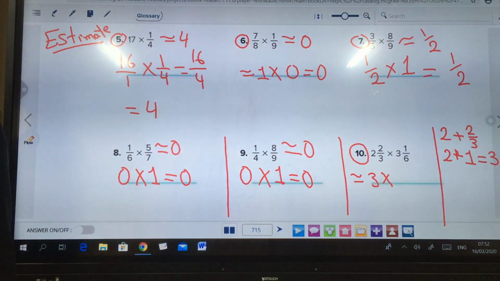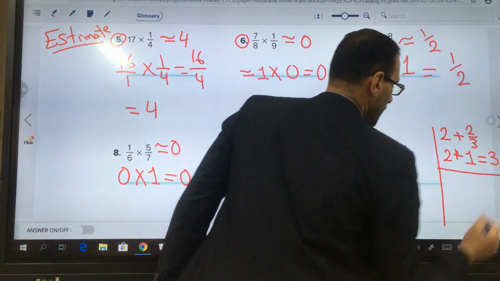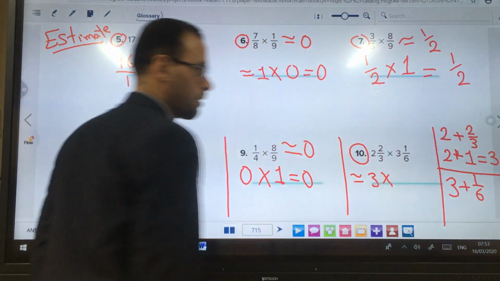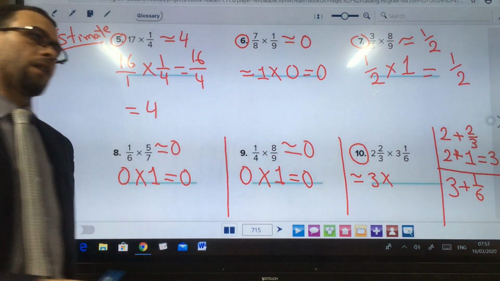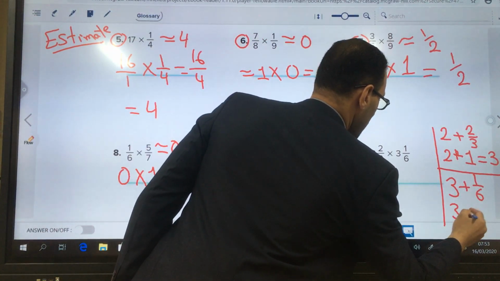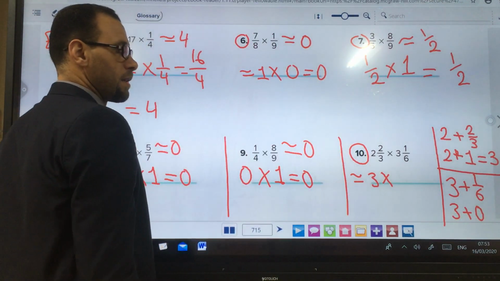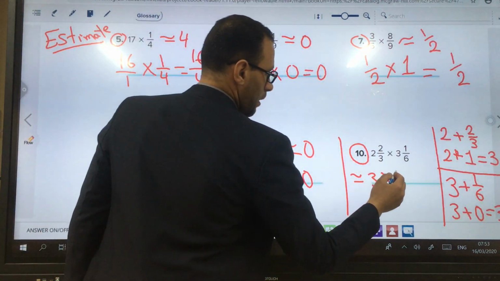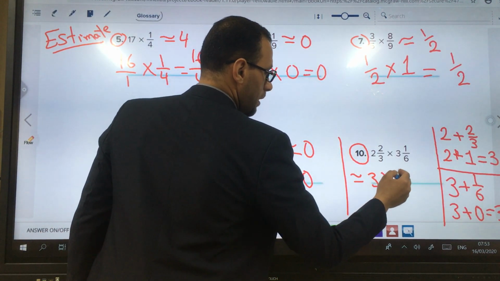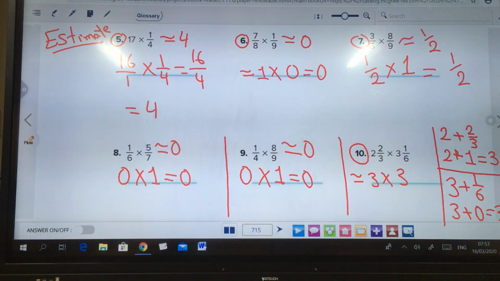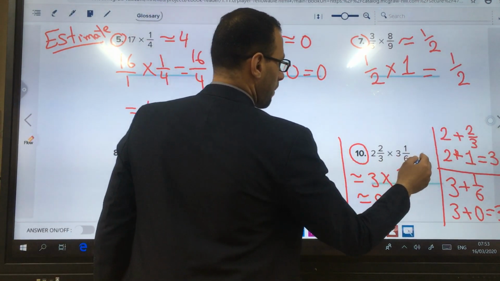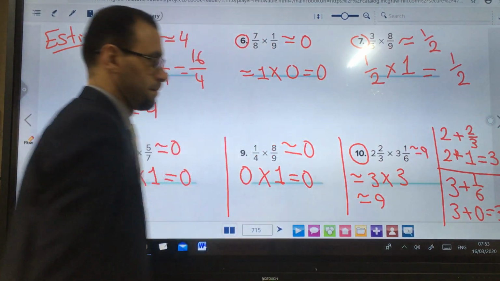3 and 1 out of 6 means 3 plus 1 out of 6. 1 out of 6 is closer to what? Yes, 0. Now, 3 plus 0 equals 3. So I round the other mixed number to 3. So 3 times 3 is 9. So the answer will be about 9.